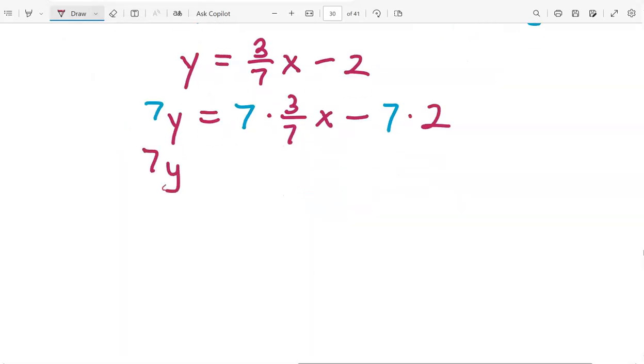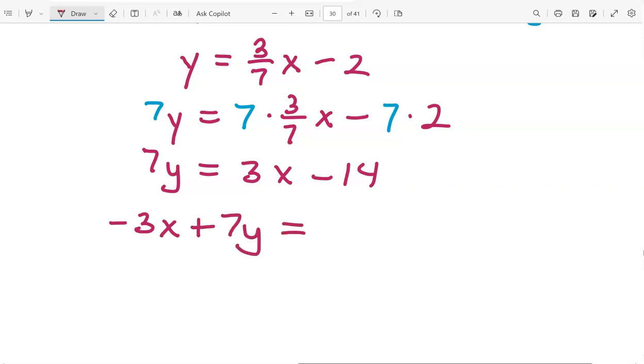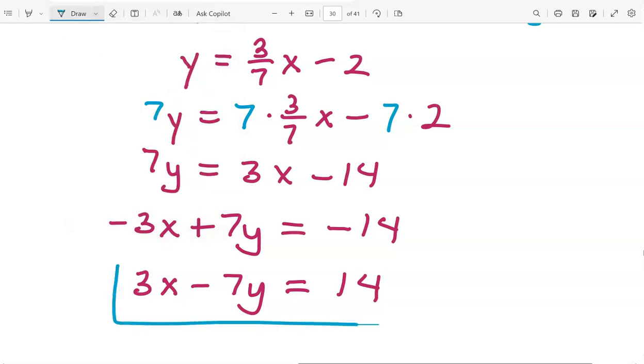Rewriting, 7 times y is equal to 3 times x minus 14. Now I'm going to subtract 3x from both sides, writing the x term first, because the standard form is ax plus by is equal to c. There's only one thing left to do, and that is to ensure that the coefficient of x, which is a, is a positive number. In order to do that, we can multiply both sides, or all terms, through by negative 1, and that will give us the equation in standard form.